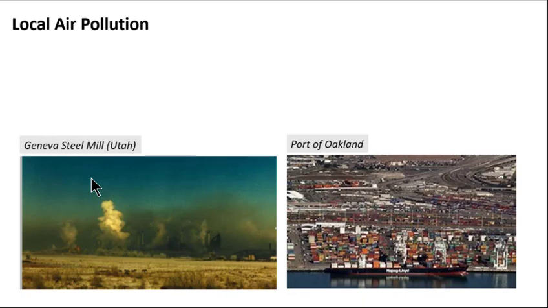It was a large steel mill in Utah that was the primary emission source in the area. A strike caused the shutdown of the facility, after which air quality improved. This is an example of a major industrial source that would strongly affect air pollution for those living close by. The photograph on the right is of the Port of Oakland, which is a major local air pollution source due to the abundant ship and truck traffic into and out of the port.